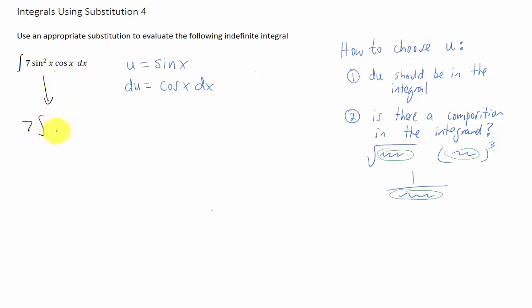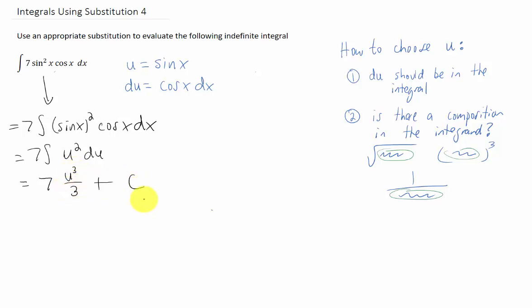I'm going to pull the 7 outside, and I'm simply going to write this sine squared as a sine of x squared, just in case that's not obvious. So now the sine of x squared in our integral becomes u squared, and the cosine of x dx, well, that's just du. So this substitution has simplified this integral pretty considerably. Integrating u squared gives us u cubed over 3. We add a C to the end of that.